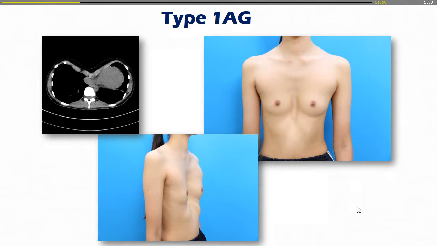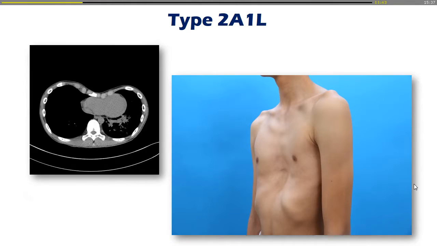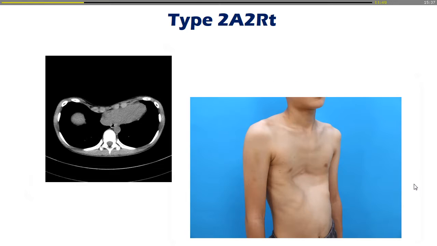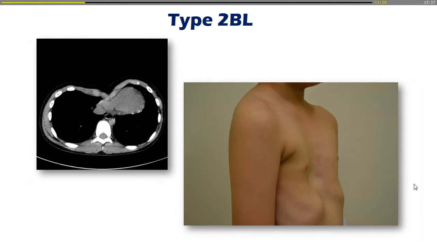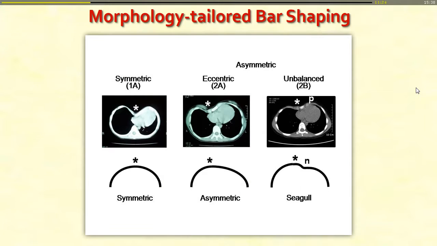Some other examples. This is a 1AG, which means the symmetric Grand Canyon, very long, groove-like, and this is the asymmetric types. In summary, the morphological classification can be divided into symmetric and asymmetric. Asymmetric is subdivided into eccentric and unbalanced. We can do the bar shaping following the given specific morphology. This is the morphology-tailored bar shaping.